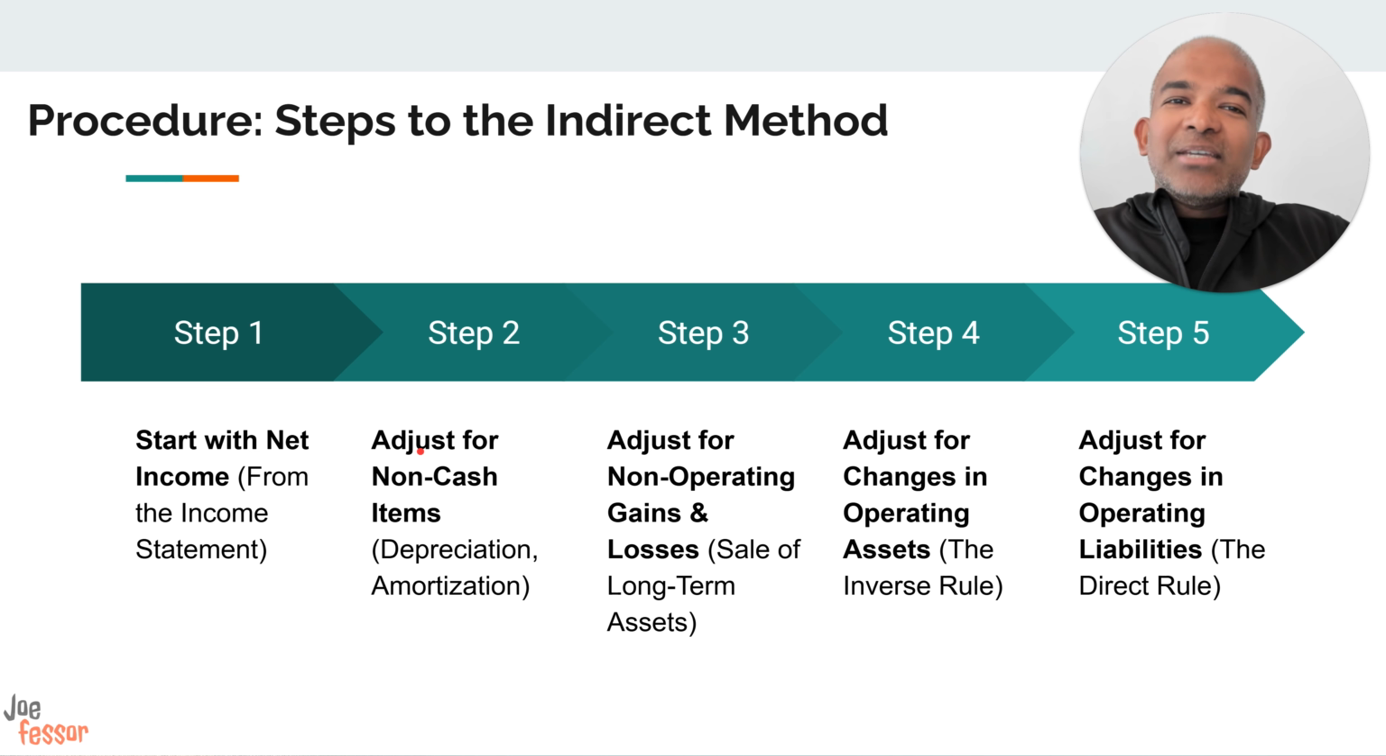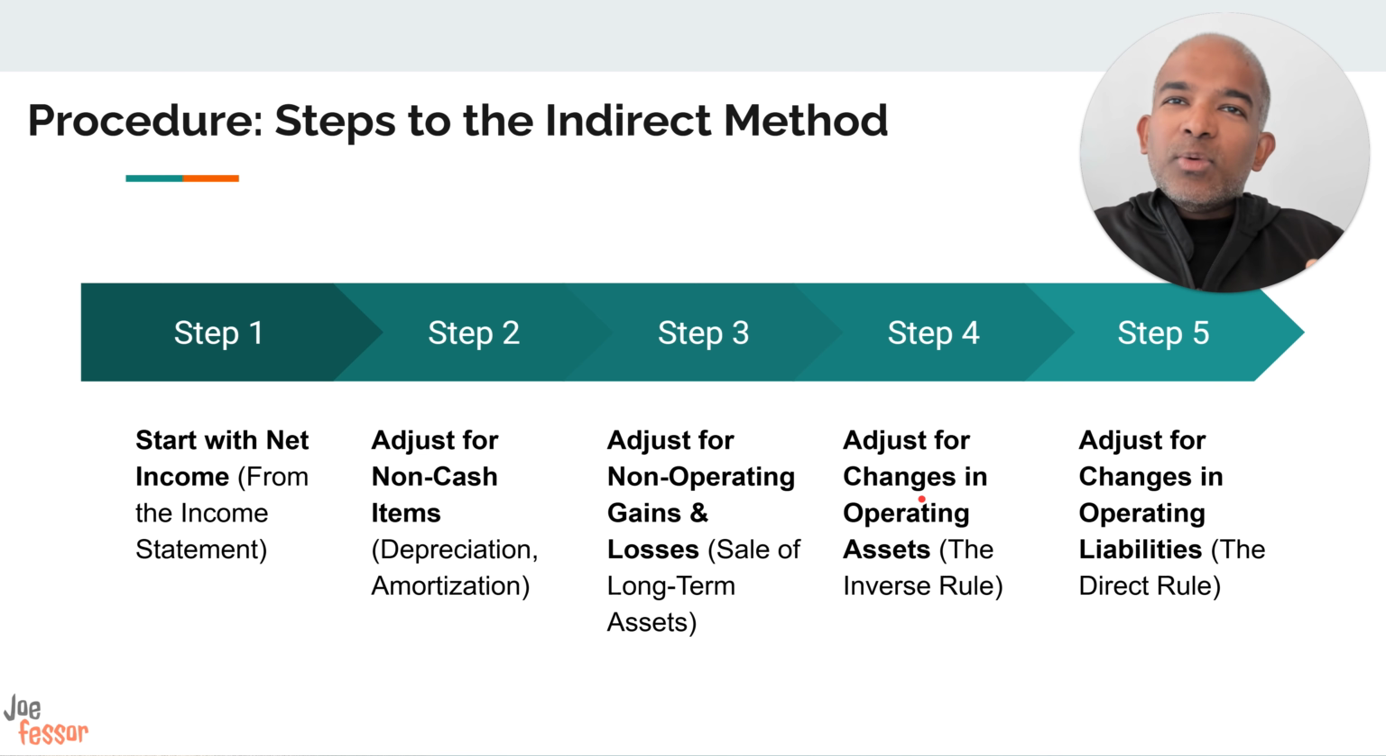Step 3 is adjusting for non-operating gains and losses, specifically those related to selling long-term assets. We'll break down the logic of adding or subtracting to ensure we don't double count cash flow that actually belongs in the cash flow from investing activities section.